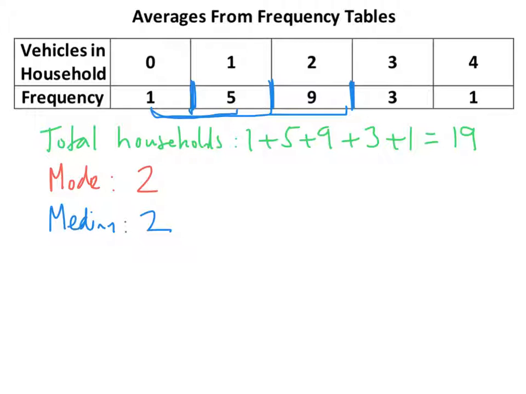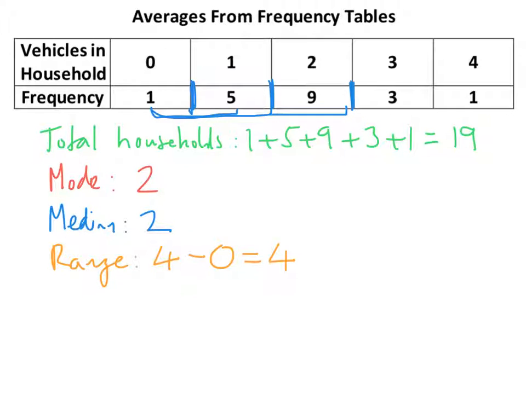Now the range. What's the largest number of vehicles in a household? Well, that's 4. And the smallest number of vehicles in a household is 0, and so therefore the range is 4.